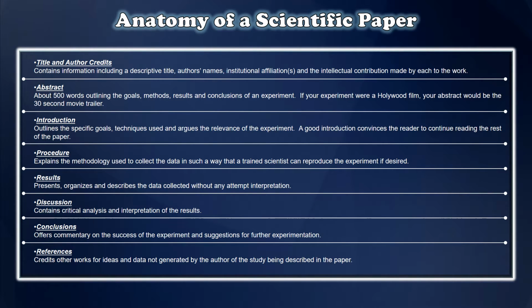We're going to talk about what's in the title and author credits, the goals of an abstract, how to craft a good introduction, how to convey a procedure, the methodology that we used, our results, our interpretation of the results called the discussion, and then how to summarize all of this in the conclusions, and finally, of course, to give credit to anyone else's work which we've used in making our arguments in a references section. So let's go one by one through these sections using a genuine example from the chemical literature and see if we can get a better understanding of what each one of these sections accomplishes.